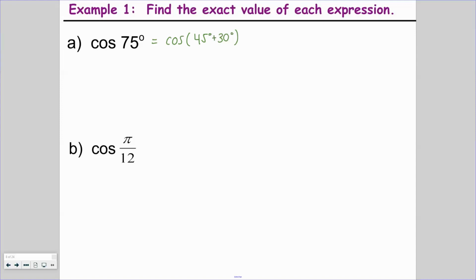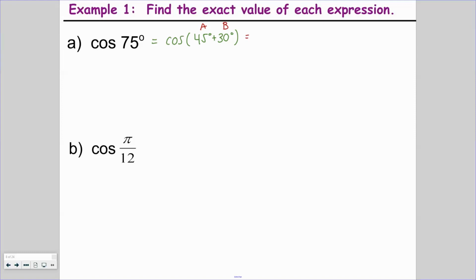Okay, so now what do I do? Well, I just took this cosine of 75 and I separated it. I turned this into the cosine of 45 degrees plus 30 degrees. I turned this into a problem that is the cosine of angle A plus B.